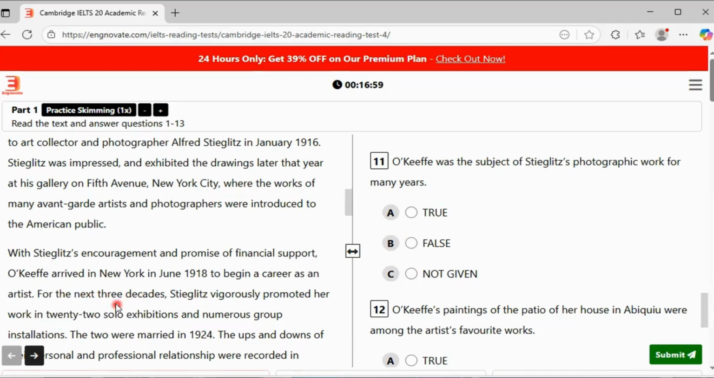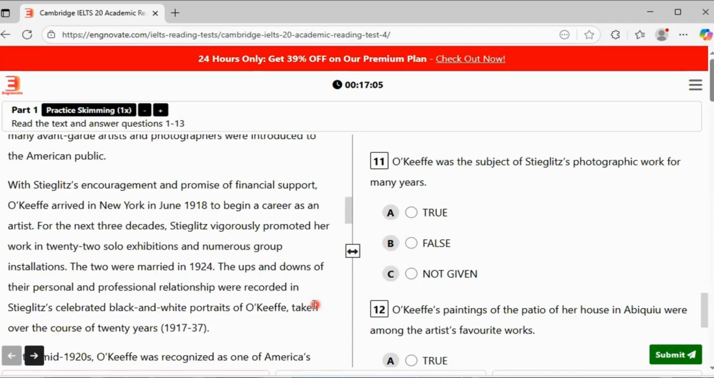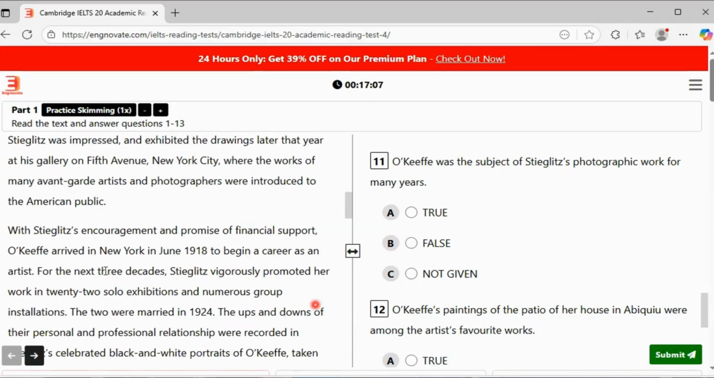For the next 3 decades. For many years. This says for the next 3 decades, vigorously promoted her work. So I'm going to pick true. I think this one is true. It's fully supported, for many years.